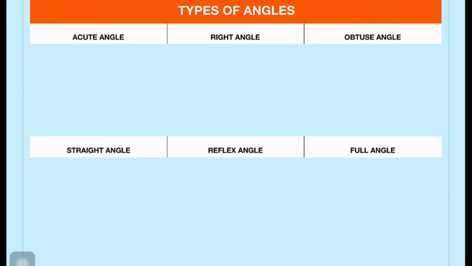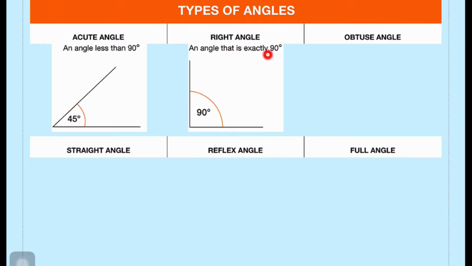First one, we have the acute angle. When we say acute angle, it's an angle which is less than 90 degrees. One of the examples here is 45 degrees, and 45 is less than 90, so that's an acute angle. Next one is a right angle, which is exactly 90 degrees. There's no other measurement, only 90 degrees.